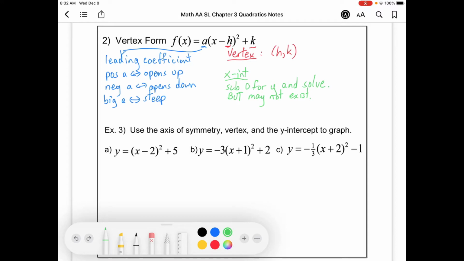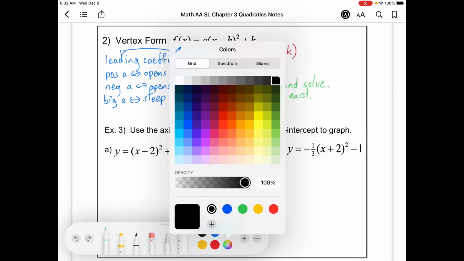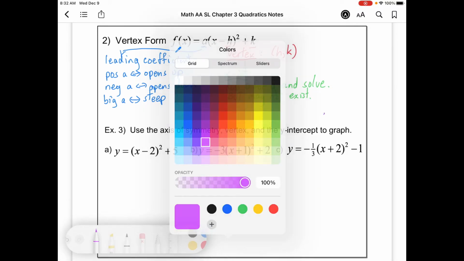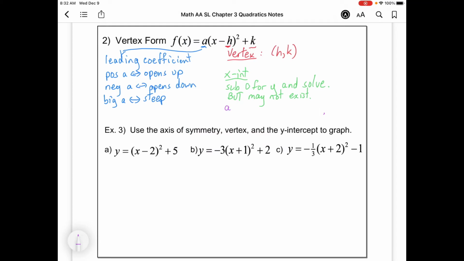Okay, let's do a little graphing here. I guess one other thing before we go there we could say is that the axis of symmetry is going to be on the x-coordinate of the vertex. So let's write that in. Axis of symmetry. Okay, that'll be at x equals h. So this number right here.